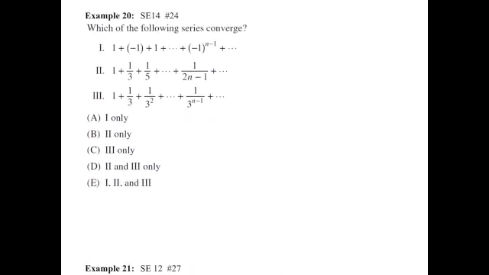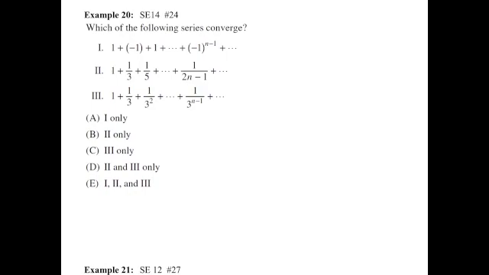All right, example 20 asks for which of the following series converge. Well, the very first one is 1 and then -1 and then 1 and then -1 and so on. That's divergent. We're never really going to settle on any particular value. The limit does not exist there. And so whenever the limit of a sub n as n goes to infinity does not exist, then we have a divergent series by the nth term test.